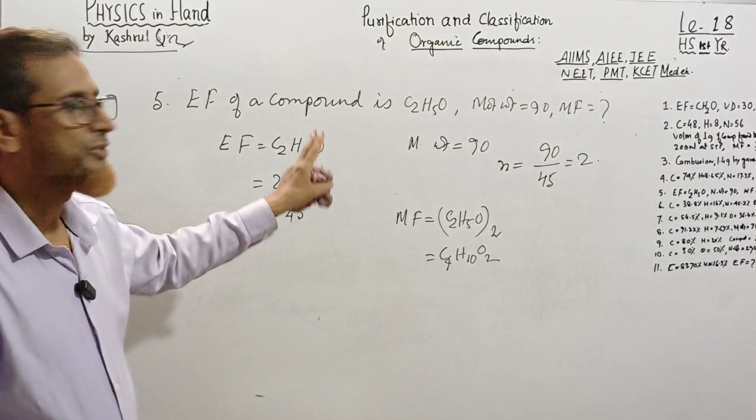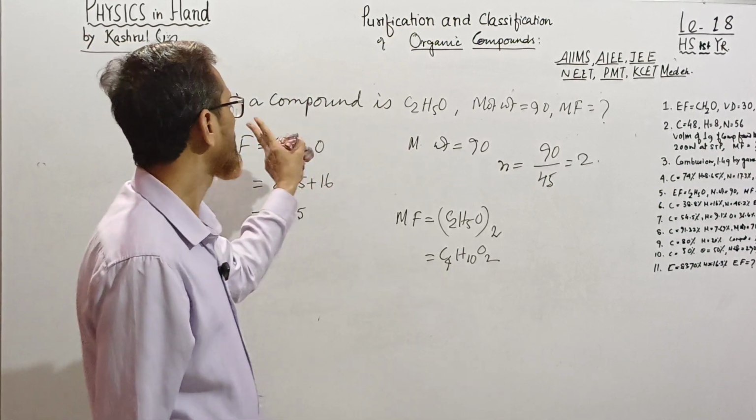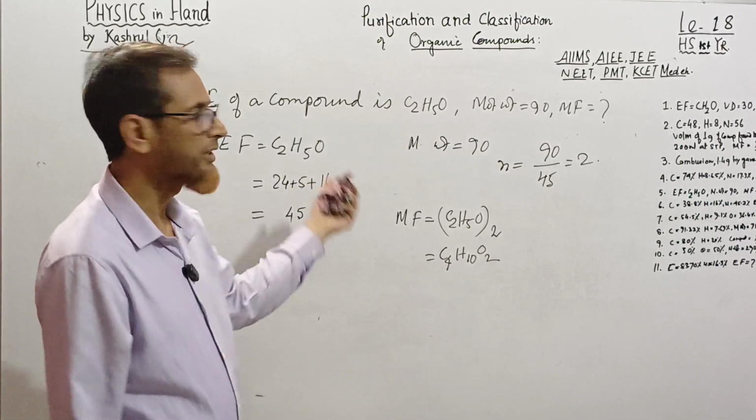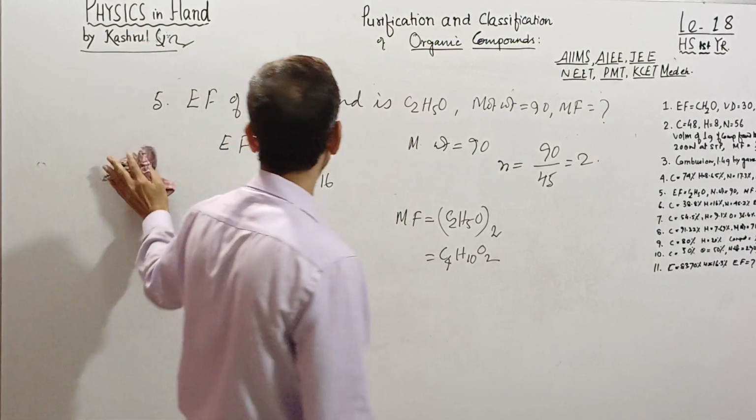Again, it is very simple. Just go through the question and strike out what is to be done. Within a minute, you can calculate it yourself.